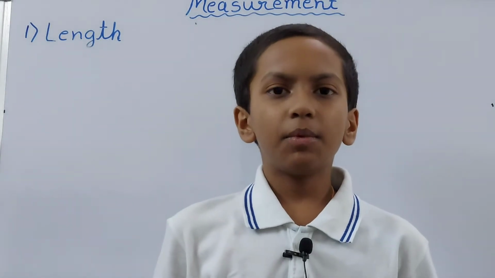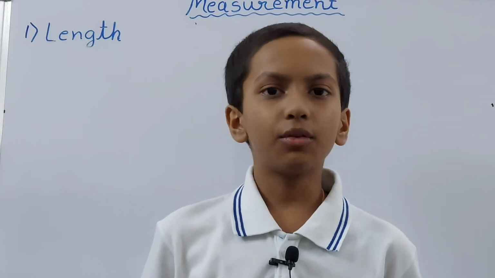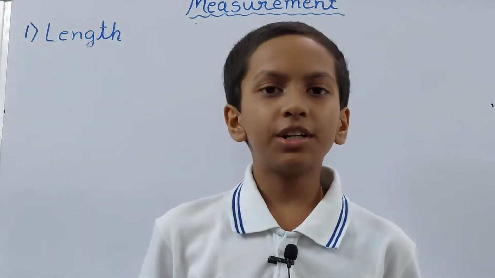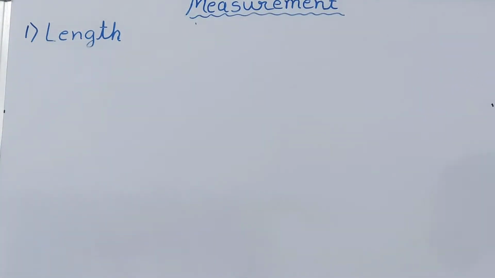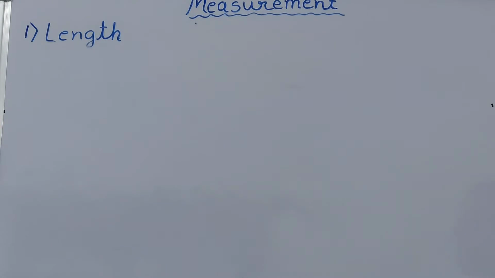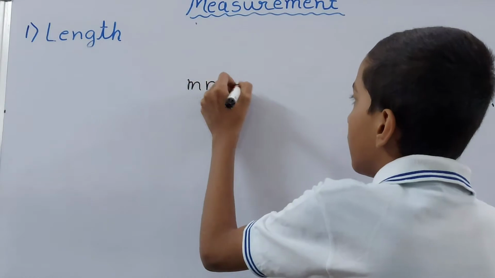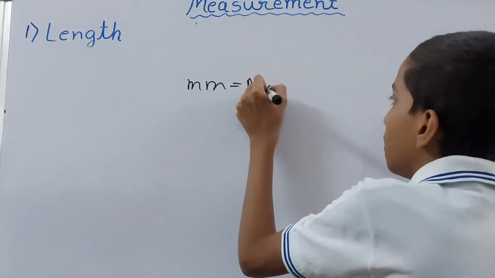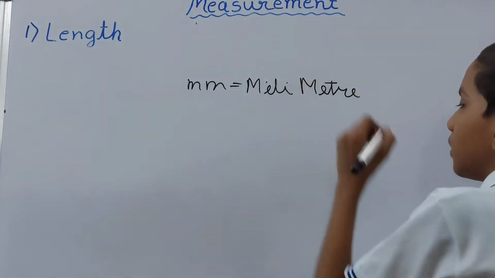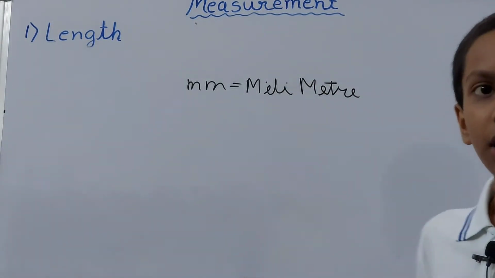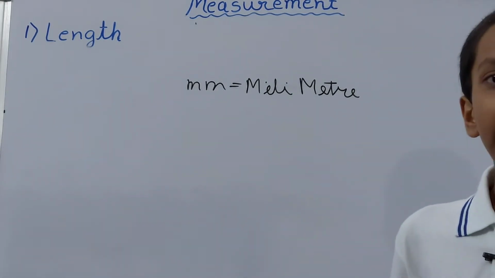And when the time came, we developed standard units that are 100% accurate. Let's see the standard units which are used in length. So friends, first we are going to see the smallest unit of length. So the smallest unit of length is millimeter. In short, we write it as mm.